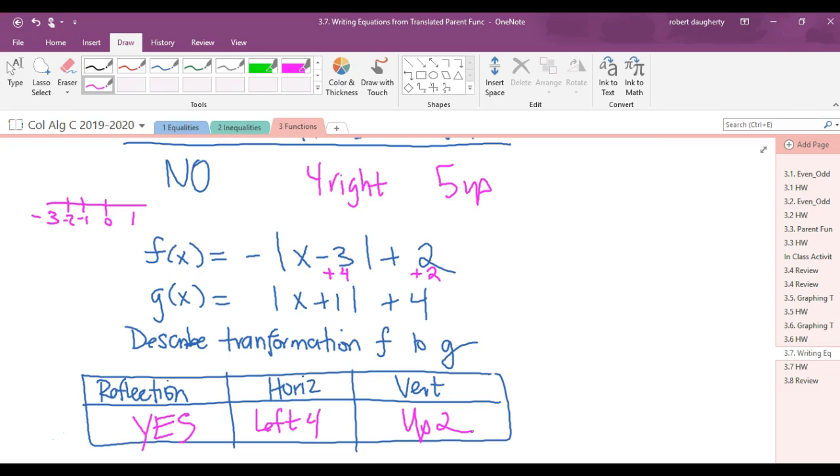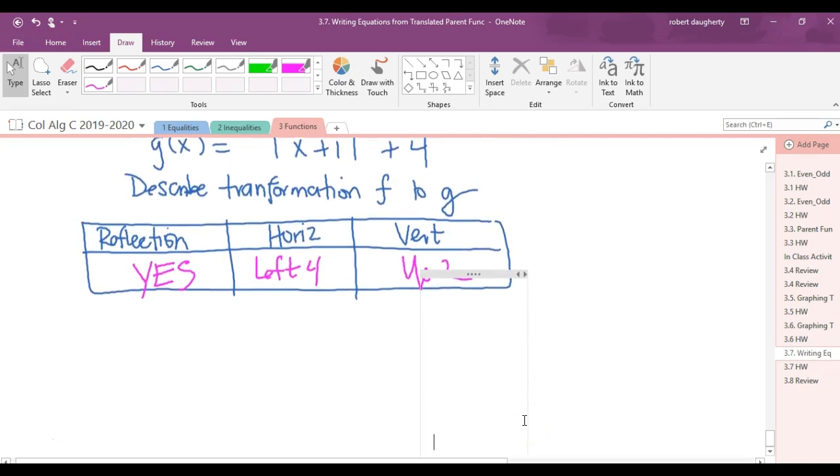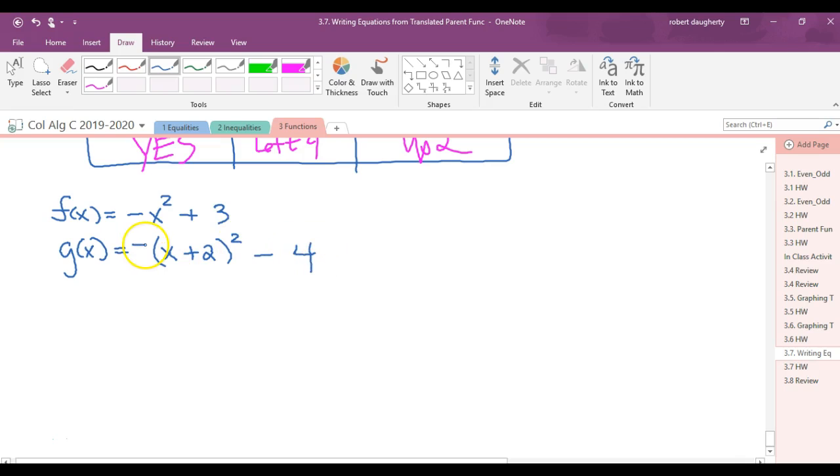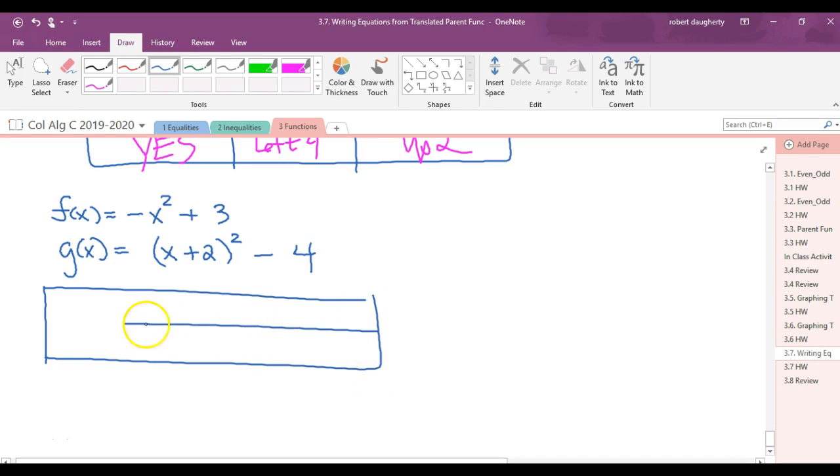Okay. Let me just put one out here and you guys do it. Actually, I'll do 2 of these. Let's just say, so I want you to describe the transformation of f to g.